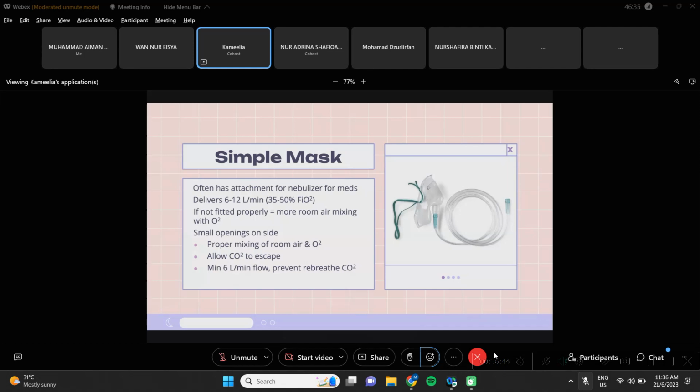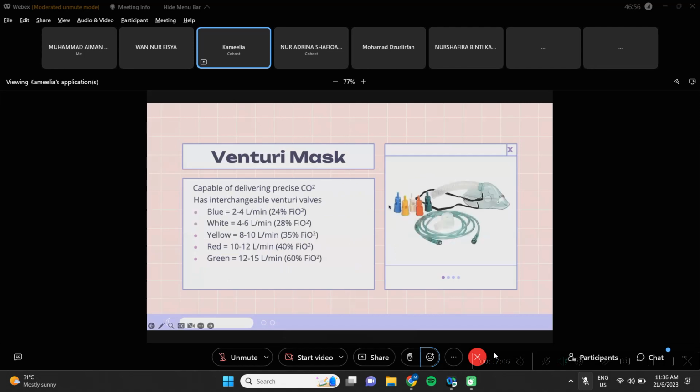So if we were to run this at less than 6 liters per minute, that CO2 is going to get trapped in there, and that patient is going to be rebreathing that back in, which is obviously not good for them. So a simple mask can deliver slightly more oxygen than a nasal cannula, and it is more preferred for heavy mouth breathers. Next is Venturi mask.